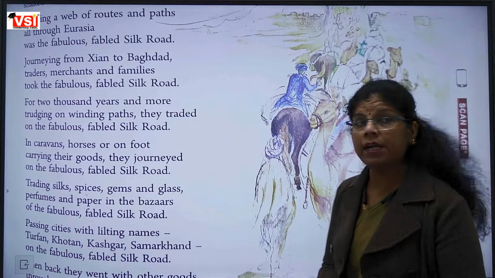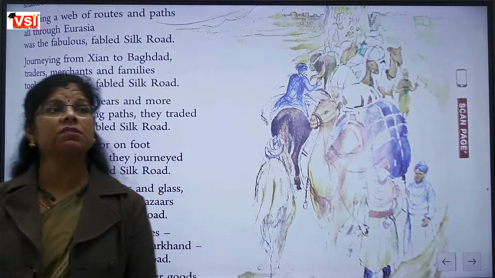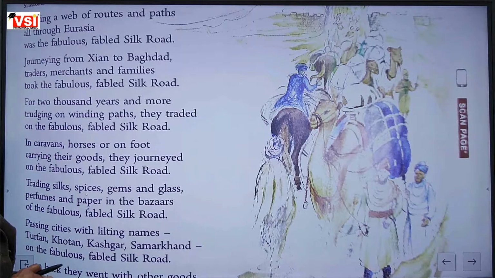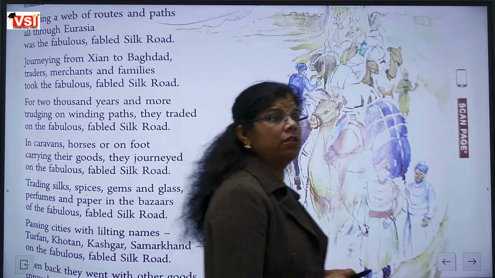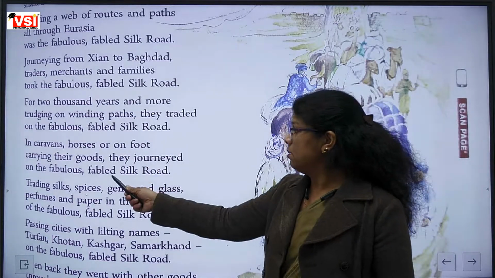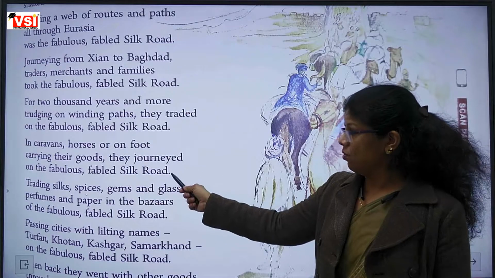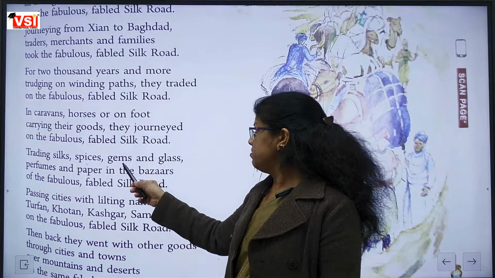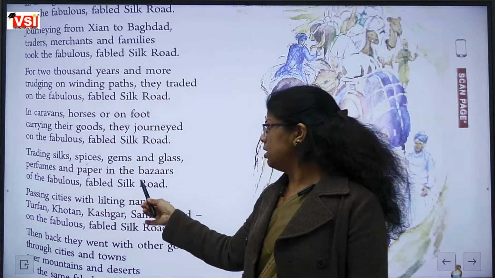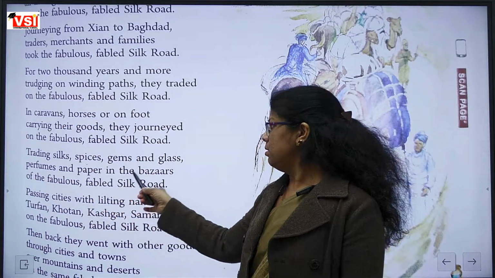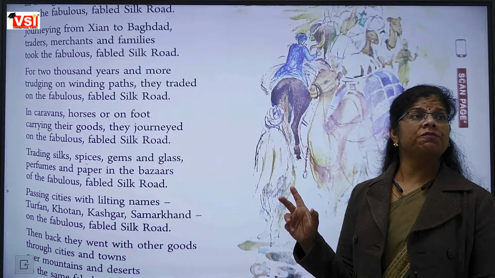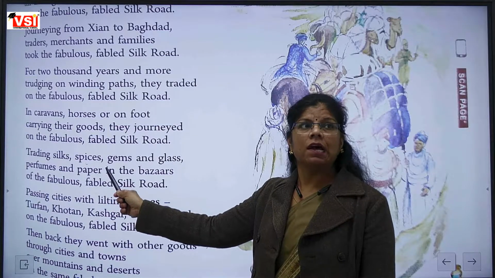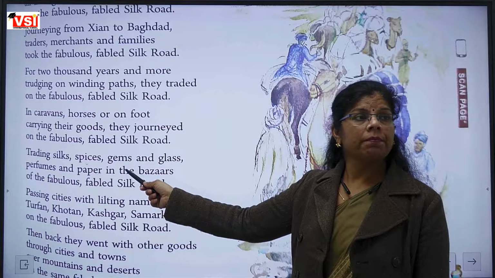ऐसी चीजें जिनका ट्रेडिंग किया जाना था, जिनका व्यापार कर रहे थे, जिनका बिजनेस कर रहे थे, that are called goods. They journeyed on the fabulous Fabled Silk Road. It means they were going on that road for their business, for their journey. Next is, "trading silk, spices, gems and glass, perfumes and paper in the bazaars of the fabulous Fabled Silk Road." They were trading silk, they were trading spices. Spices are different kinds of masalas. Fine. Gems is called gems.